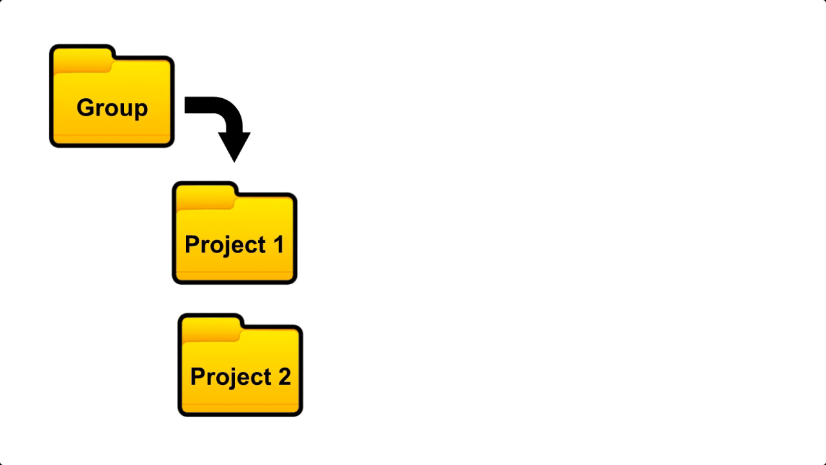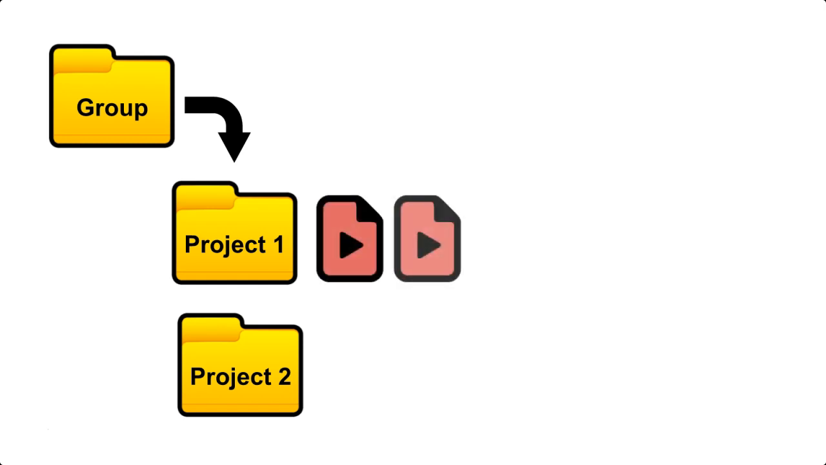So, for example, your first project should have a project folder, your second project should have another project folder, and so on throughout the semester. Each one of those folders will contain the files for that specific project. So for project 1, I might have 3 video files. Those video files will need to be organized inside my project folder, and that project folder is inside my group folder.